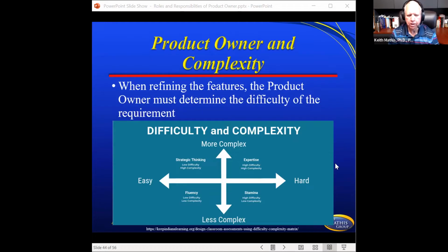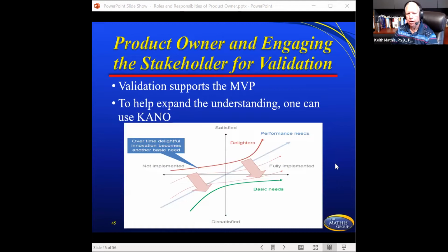So, the product owner and complexity. When refining the features, the product owner must determine the difficulty of the requirement. I borrowed this graphic and showed you where I borrowed it because I thought it was really good. What's more complicated, what's easier, and you're balancing that all the time. Just the number of features is not enough. What's the complexity of being able to develop those features? Some features are just going to take longer, and some you don't even know how hard they are. So you're looking at balancing the difficulty. The product owner also engages in validation with a minimum viable product to help expand the understanding.